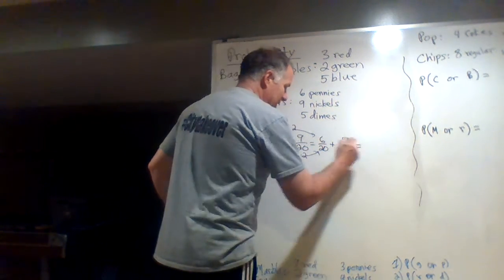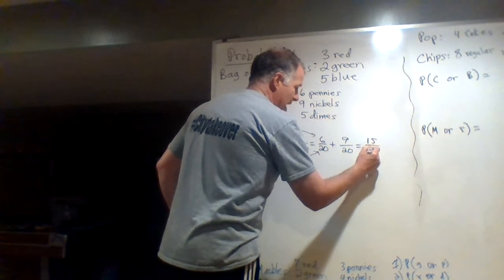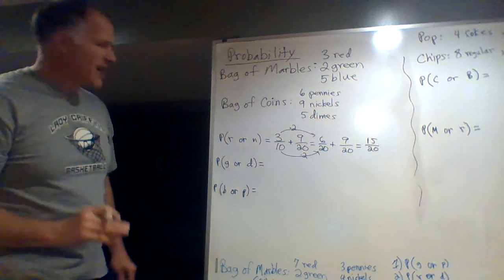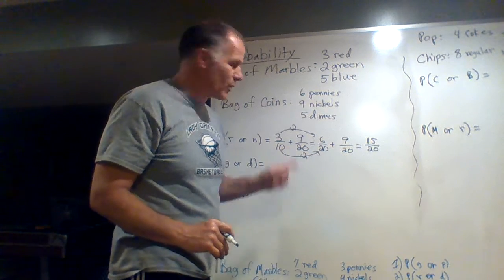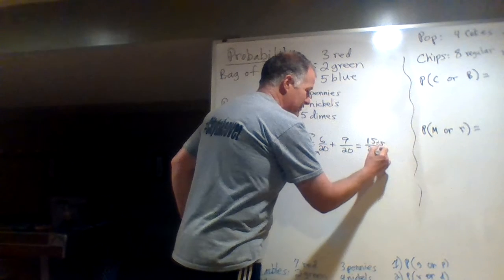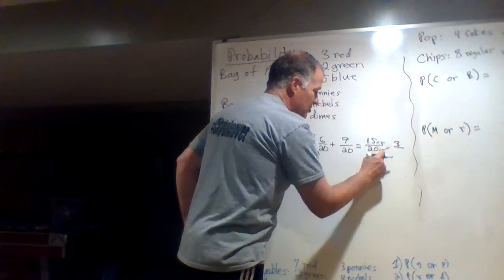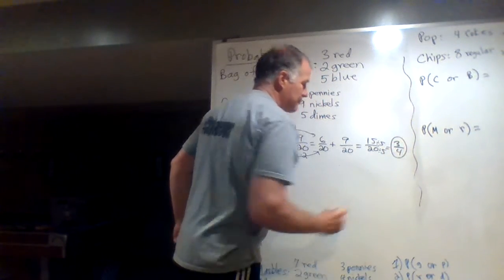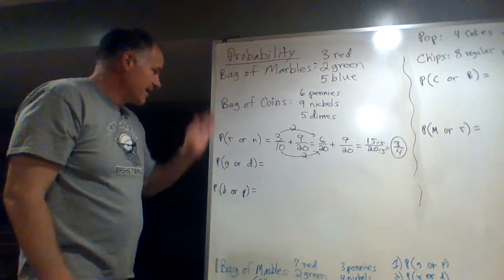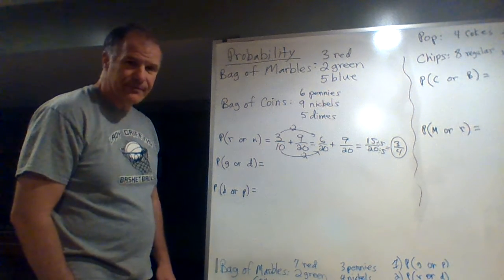Okay, now what we're going to do now, 6 and 9 adds up to 15. And remember, the bottom stays the same. The bottom stays 20. When you're adding, you add the top, but you don't add the bottom. You don't get 20 and 20, you get 40. Okay, one more step. 15 and 20 can both be divided by 5. I know this seems long, but 15 divided by 5 is 3. 20 divided by 5 is 4. Boom. So the chance of either getting a red marble or a nickel is 3/4. 3 out of 4 chance.